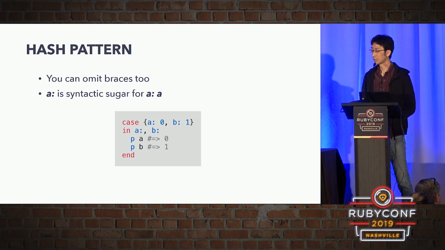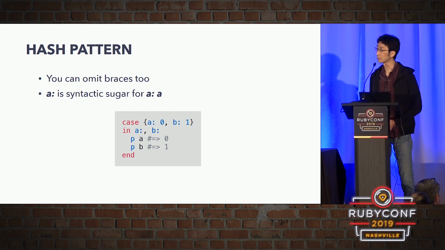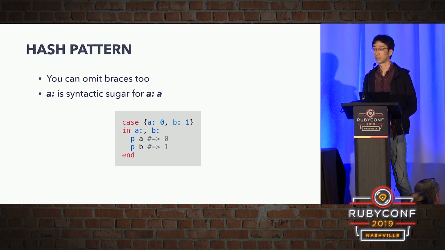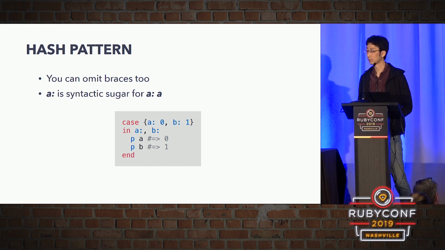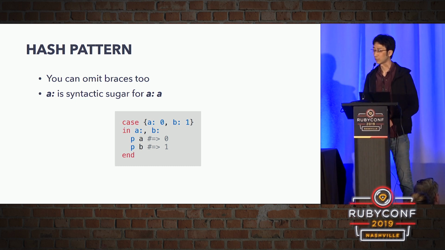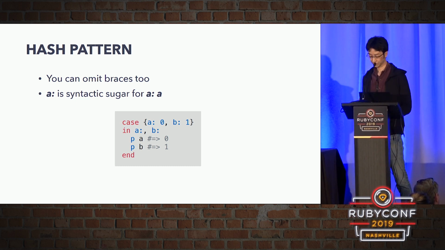In hash pattern, you can omit braces too. And hash pattern provides a syntactic sugar that is just writing the key. It is similar to required keyword arguments. So in this case, a is set to 0 and b is set to 1.